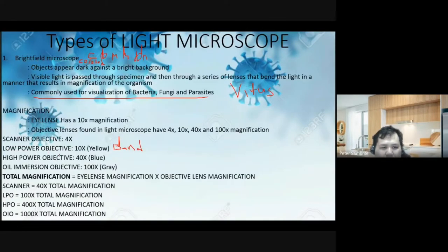And another one would be your HPO. The band is colored blue. And then your OIO would be gray or black. So remember those markings so you'll have an easier time to identify your objective. Now, your total magnification, class, would involve, as you said, eye lens magnification times objective lens magnification. So good job on that for still remembering.